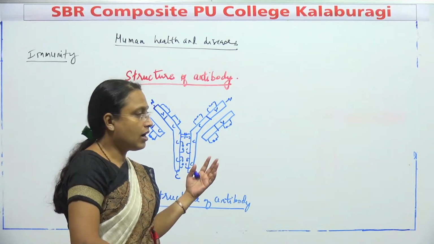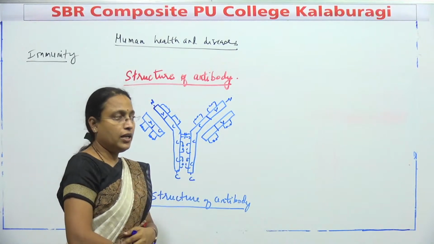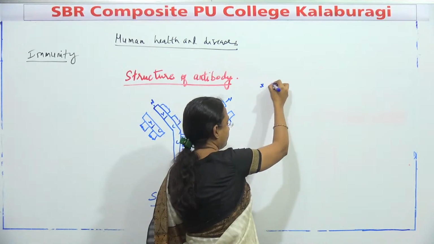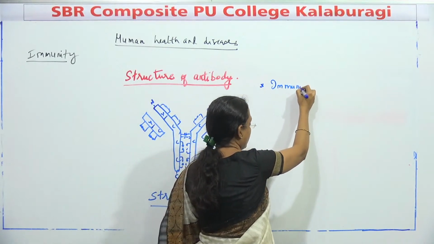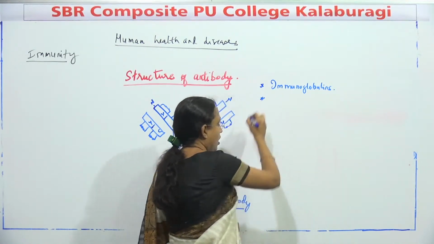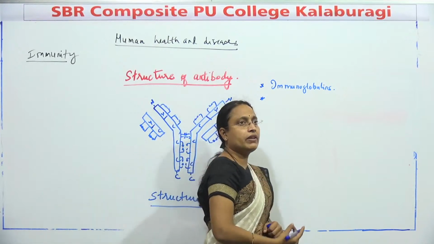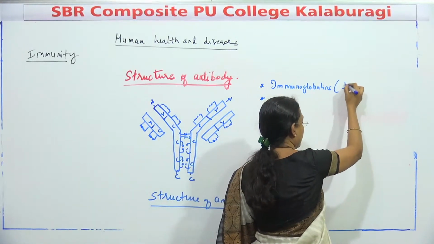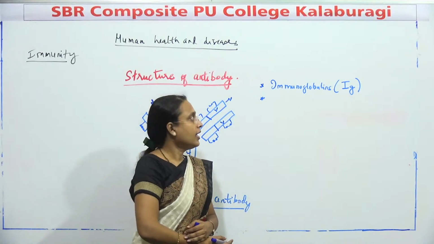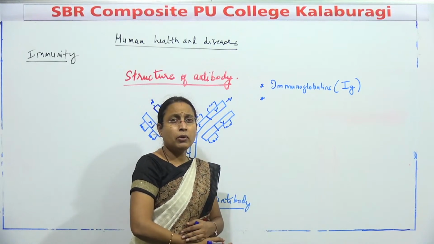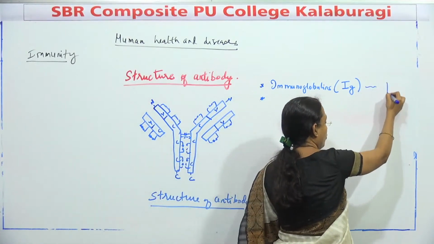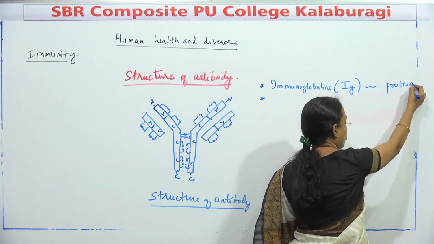Now, what is this antibody? How many types are there? So let's start with this. First, what is an antibody? Antibody has another name, and that is called immunoglobulin. And therefore, they can have an abbreviation, that is Ig. This is an abbreviation given for immunoglobulin. Now again, what are immunoglobulins? They are nothing but a type of protein itself. They belong to the classification of proteins.